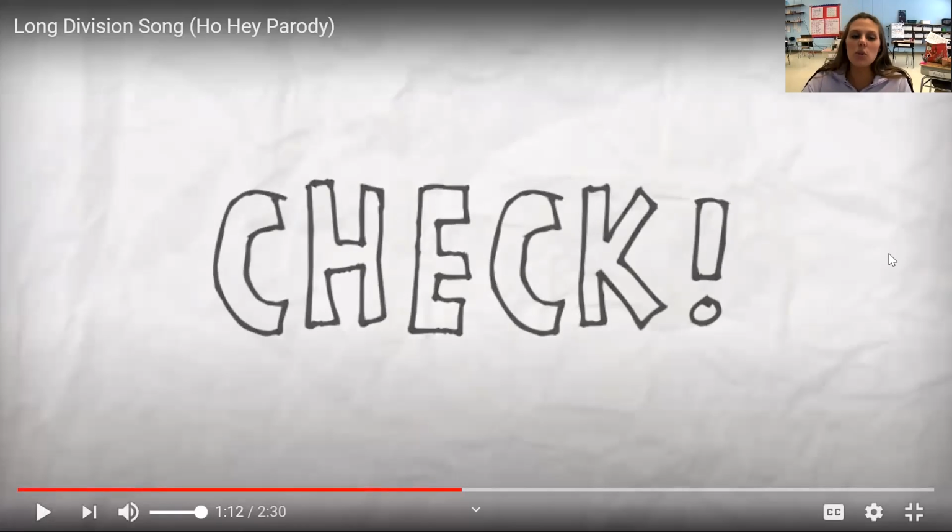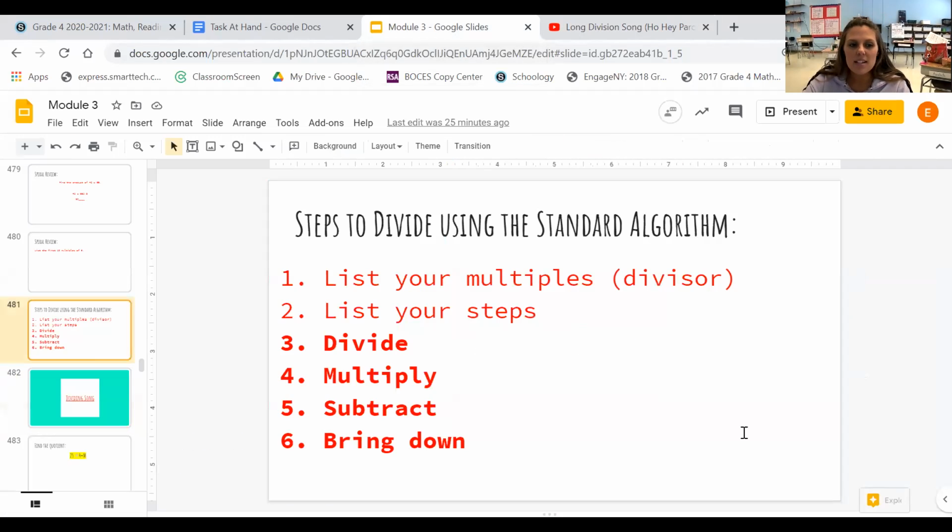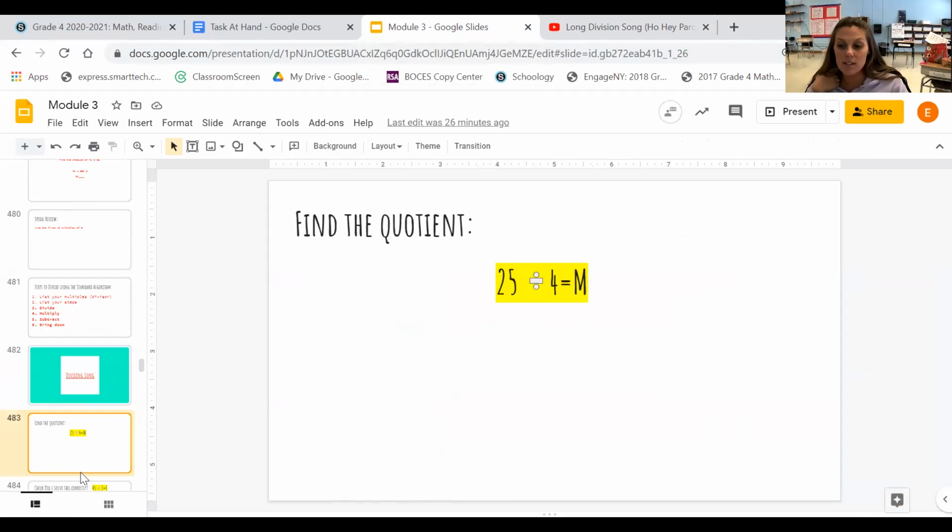All right, friends, so you're going to divide, multiply, subtract, bring it down, and check. What they're saying when they say check is to make sure that you don't have to repeat all those steps again. So let's get started and let's try it.